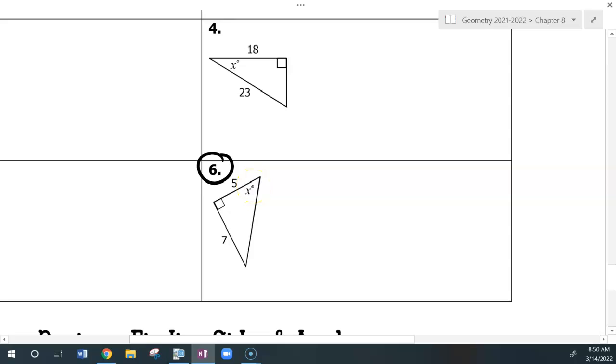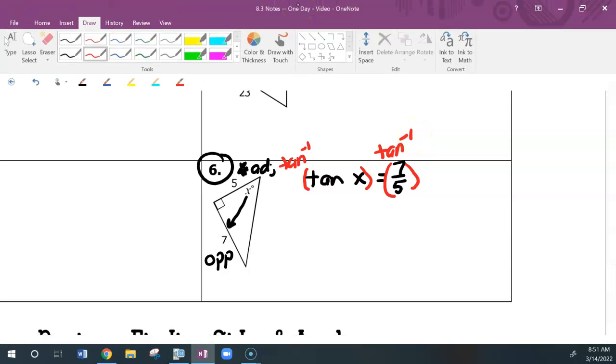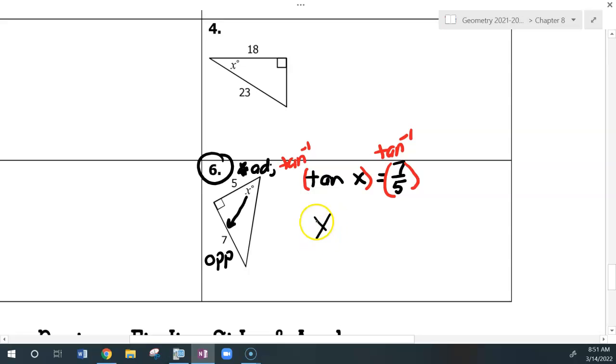Okay, we have x, so we're solving for an angle. That means we need to use inverse. Across from that x is the 7, so this is opposite. Touching the x, next to it, is the 5, so this is adjacent. So go to SOHCAHTOA: sine, cosine, tangent. And tangent's the last one. So tangent of x equals opposite over adjacent, 7 over 5. The only way to get the x out is to do an inverse tangent. Make sure you do it to both sides. This is an equation. When I do an inverse tangent of a tangent, x comes out.